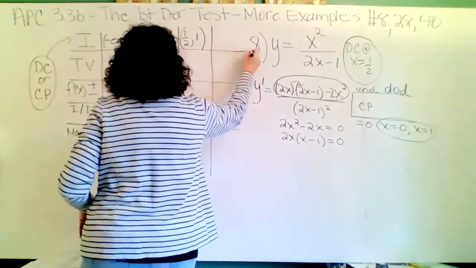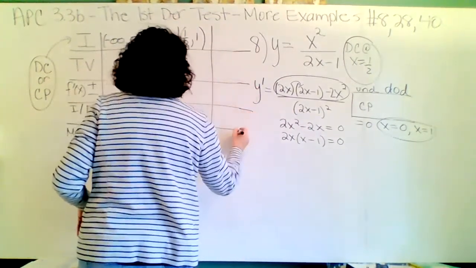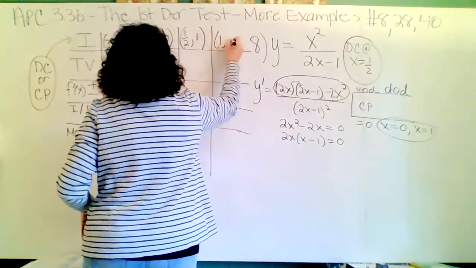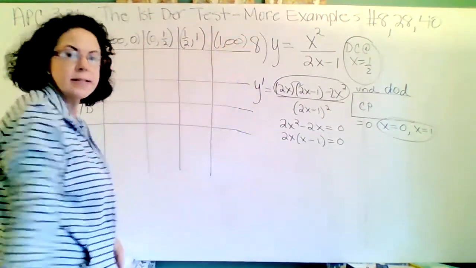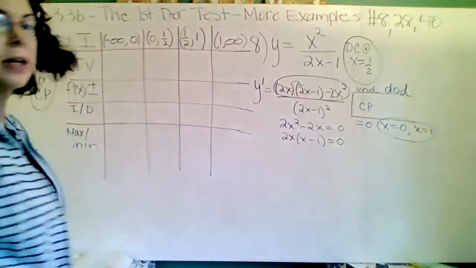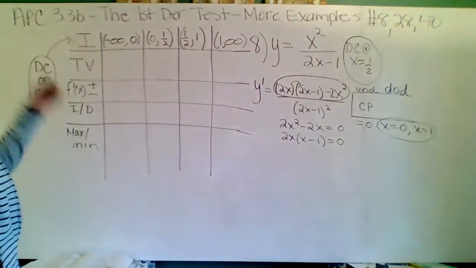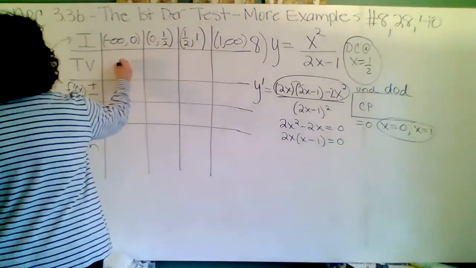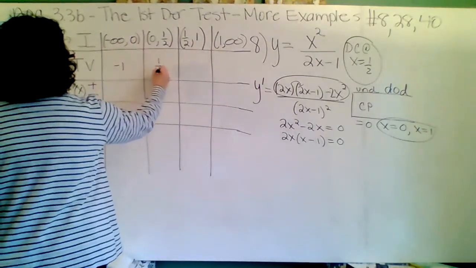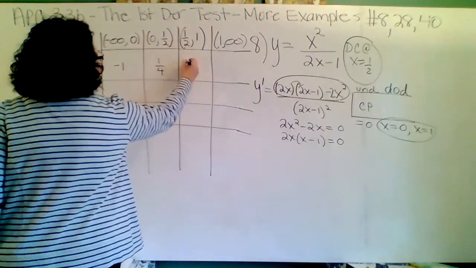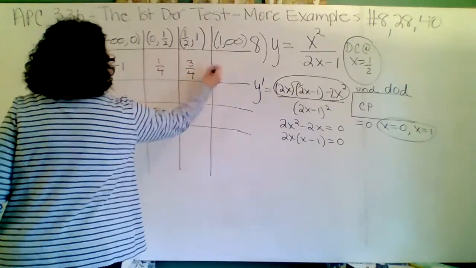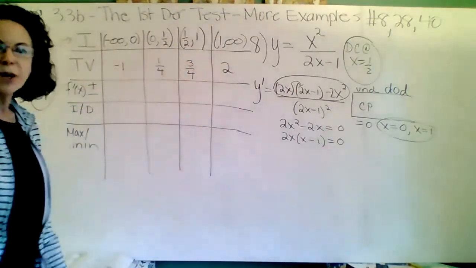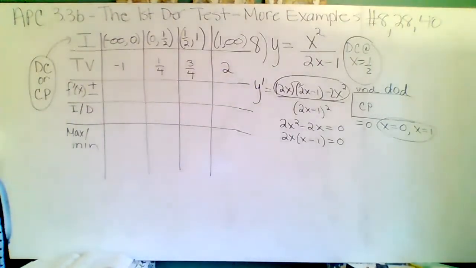And last, I will go from 1 to infinity. So in this case, we have 4 different intervals, as you can see here. Let's pick test values. How about a -1 here? How about a 1/4? How about a 3/4? And how about a 2? Right, trying to keep it as easy as possible.